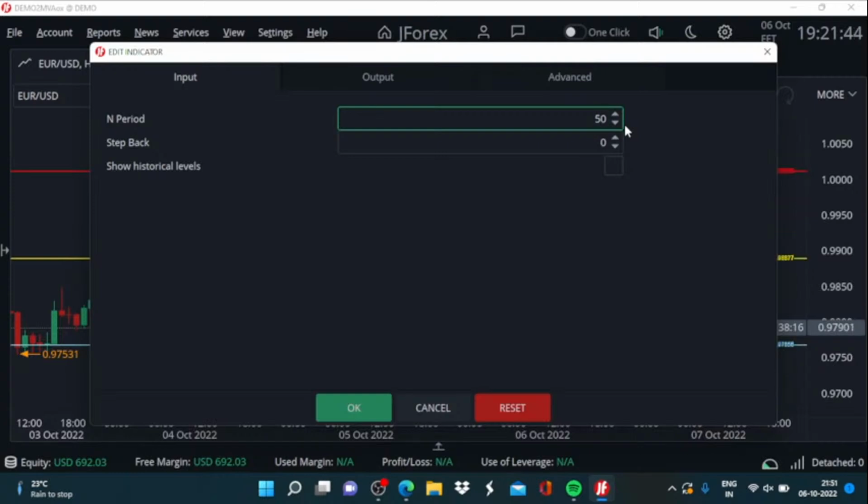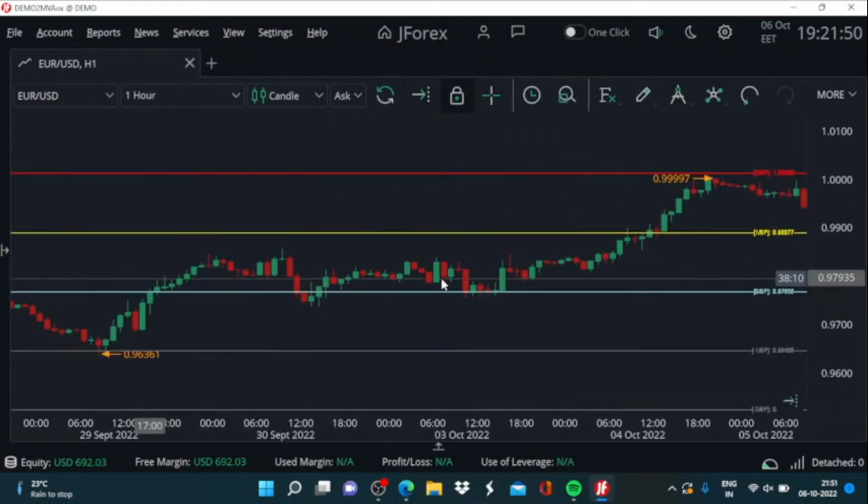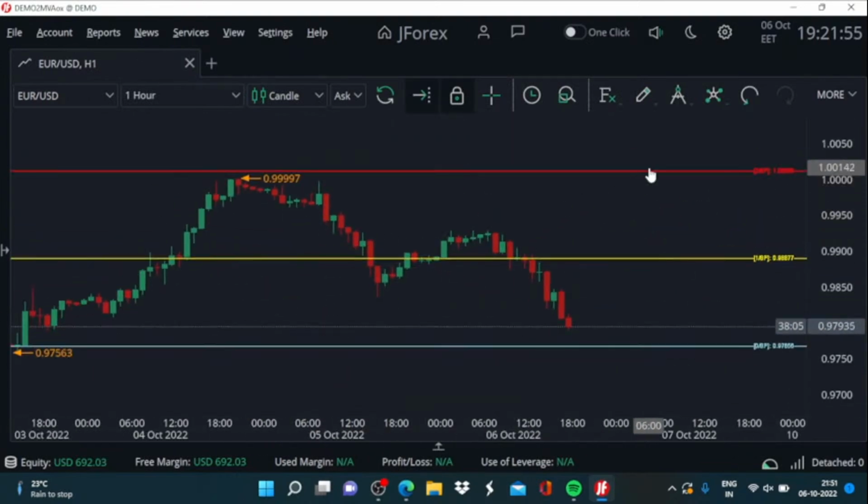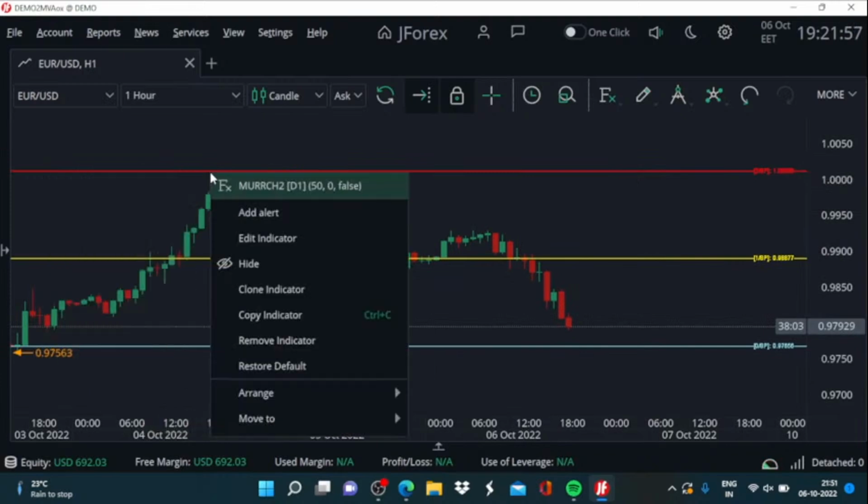So you can go for these different calculation periods which will be utilized while calculating the range for the indicator. Now here we are using 50 as the calculation base for this indicator. All right.